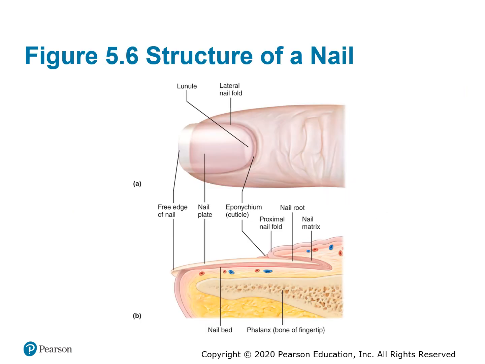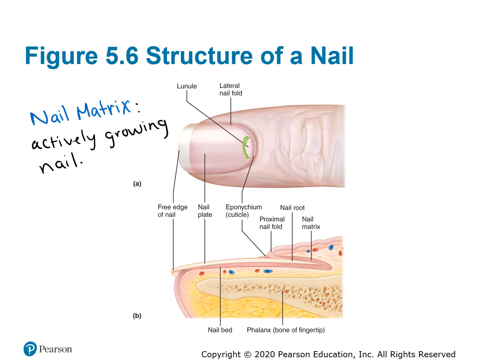So again, kind of that image. The lunelle is that white part of your nail that you see. And that is where the nail matrix is so thick that you can't see the blood vessels that are below there. Okay? The nail matrix is the part of your nail that is actively growing. Okay?